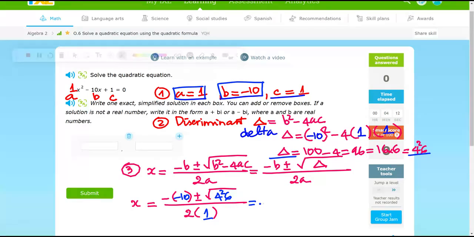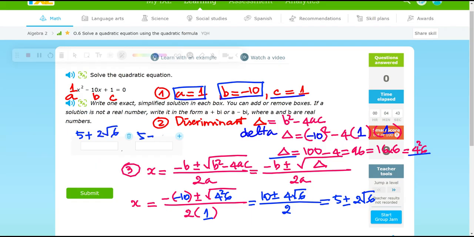Negative becomes plus 10, plus minus square root of 4 squared times 6. So 4 squared I would move outside, that's the number 4, square root of 6, and then over 2. Now I simplify and I'm done. 10 simplified by 2, that's a 5. Plus minus, I just rewrite 4 divided by 2, that's a 2, square root of 6. So I put in my answer box 5 plus 2 square root of 6, and then 5 subtract 2 square root of 6. Alright, so 2 answers.